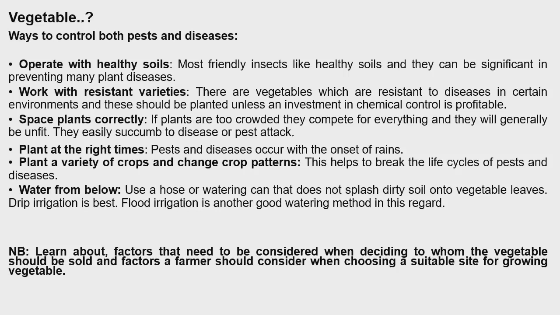I want you to learn about factors that need to be considered when deciding to whom the vegetables should be sold, and also factors that a farmer should consider when choosing a suitable site for growing vegetables. When growing a vegetable, there are certain factors that a farmer should consider when selecting a site. Those factors are there in your study guide. I want you to go to your study guide and study those factors in detail.